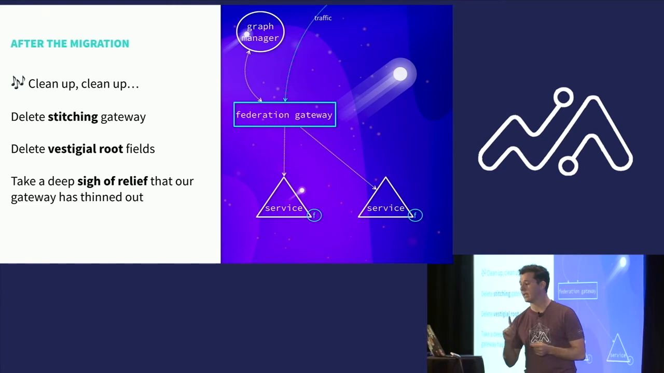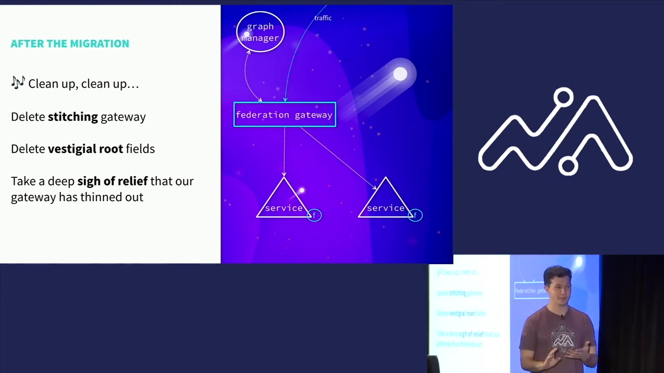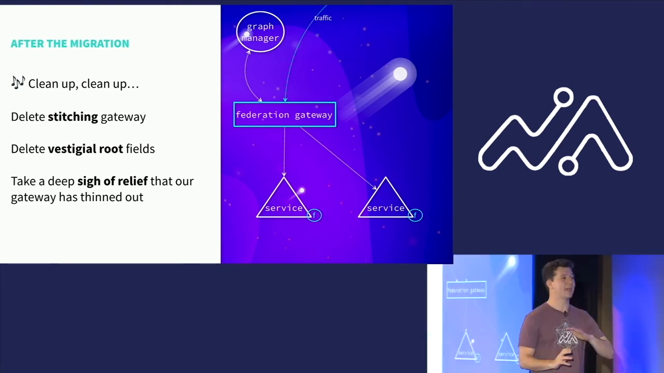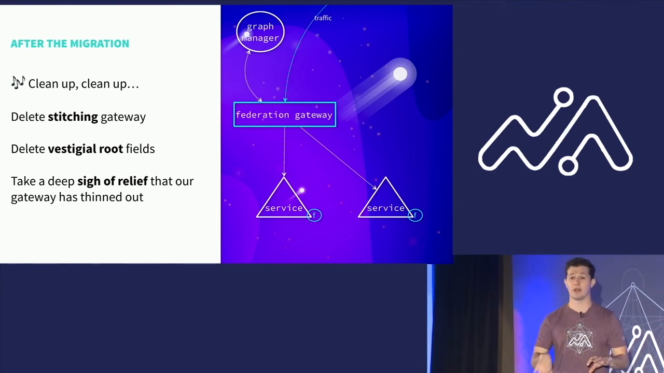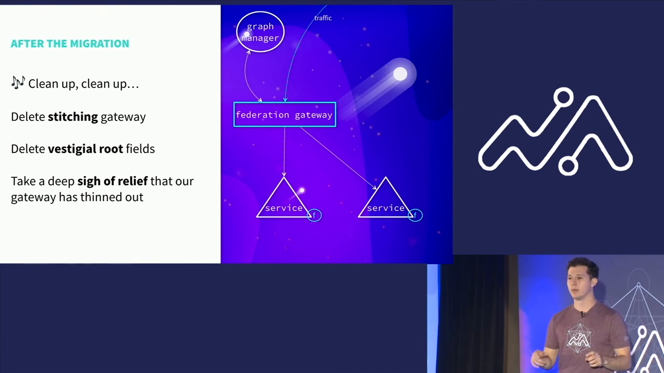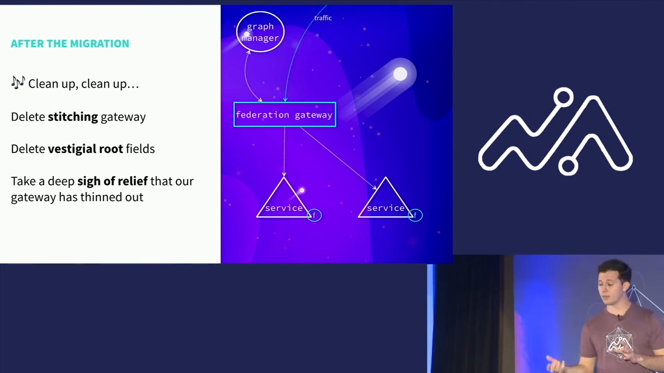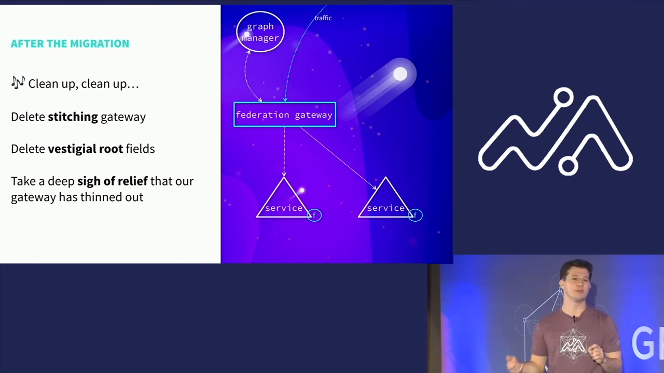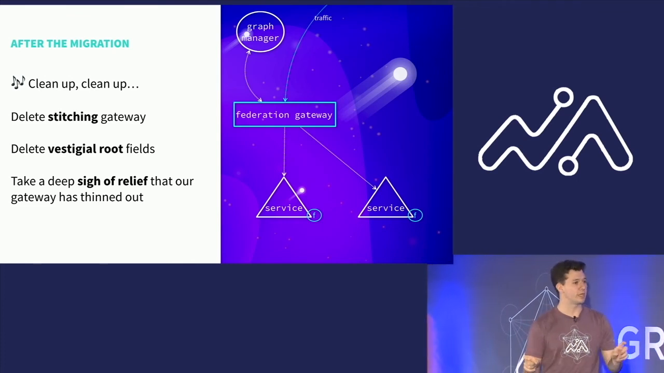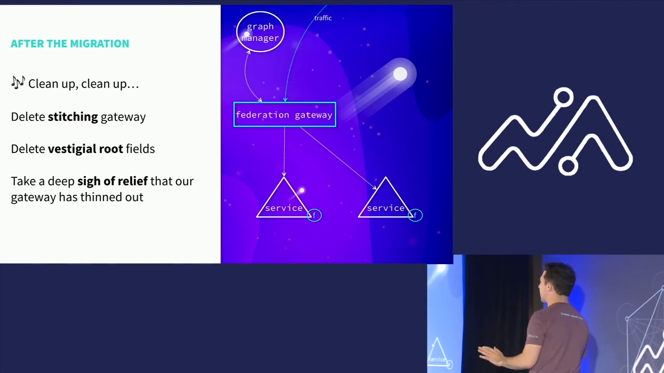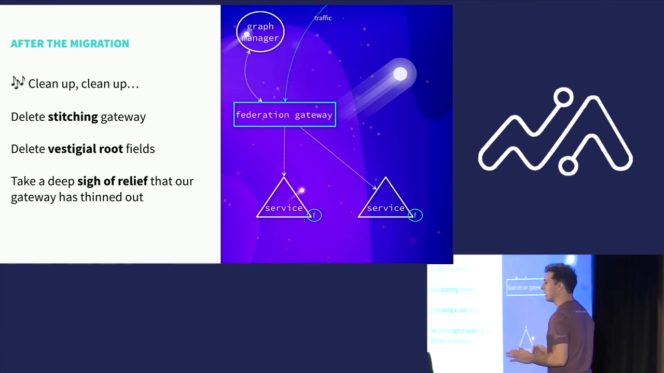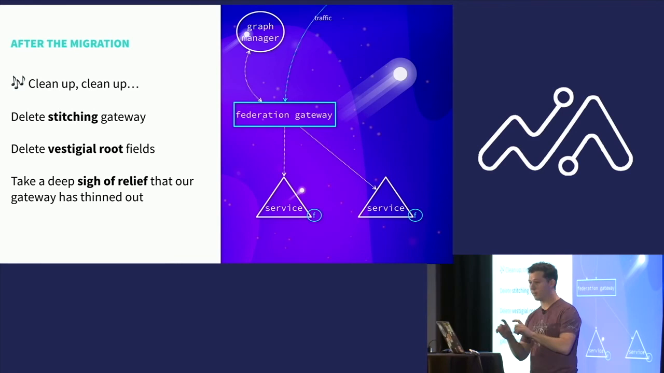The first thing is we cleaned up a ton of stuff. We were able to entirely delete the stitching gateway. All of the vestigial root fields that we had on our schema, we were able to remove. Because of the way that schema stitching worked, we ended up having a lot of fields that were only really there to support foreign keys, and we could just take them out. And finally, we could take this sigh of relief that our gateway was thinner, that we were able to have a more reliable single point of entry into our data graph.